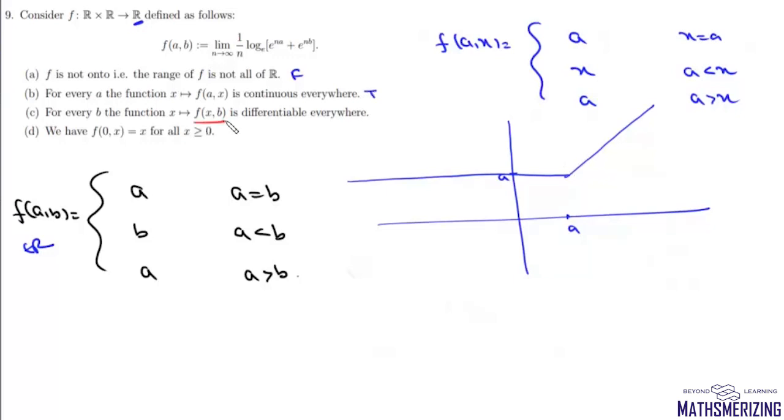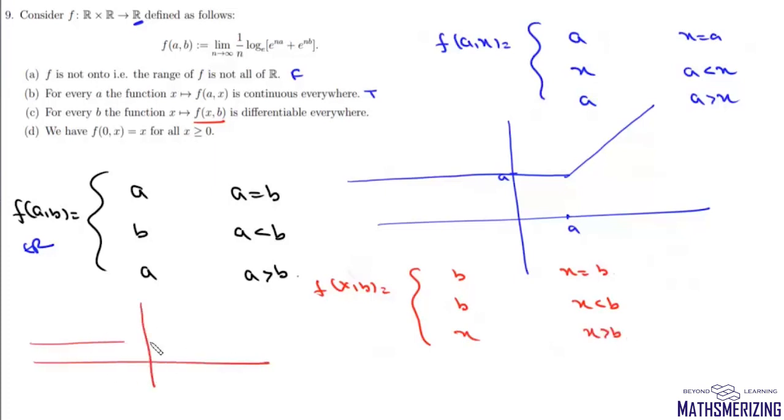Now we look at this third function, which is f(x,b). f(x,b) will be b when x is equal to b, b when x is less than b, and x when x is greater than b. So we'll draw this. Suppose this is b, and here again is b, and then we have this number x. So it is continuous but not differentiable at b. So option C is false.